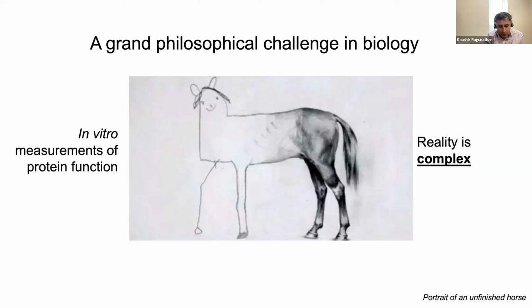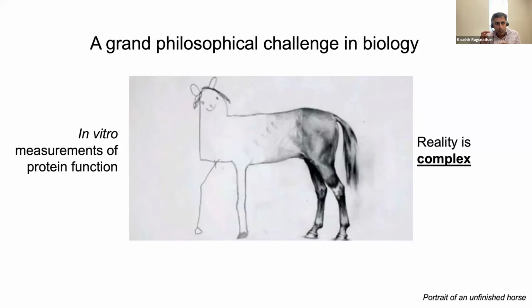This, of course, brings me to the way I'm going to conceptualize what I will talk about, which is that a lot of what we know about these proteins, such as SY6, is actually based on in vitro measurements of protein function. And I was struck by this portrait of an unfinished horse, which really, I think, illustrates how much more complex reality actually is. And often, I think that we're in the realm of simplifying biology to the extent that we don't really capture what's happening inside of the cell.